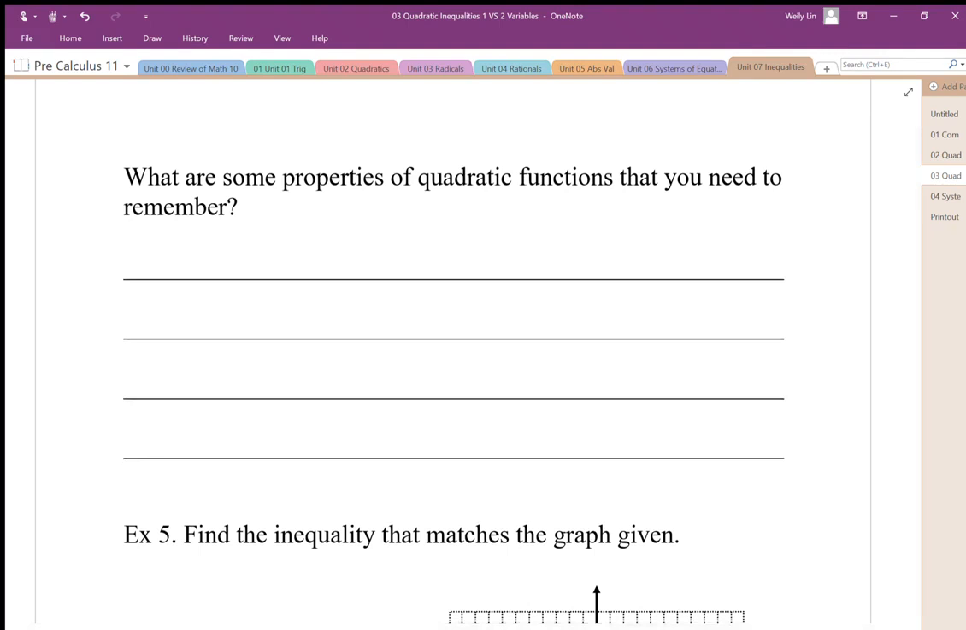When we are doing quadratic inequalities in two variables in particular, we do need to make sure we know how to graph quadratics because we need the whole boundary line, not just the zeros. So what are some properties of quadratic functions that we need to remember? Number one, it's symmetrical, and the center of symmetry is the vertex.